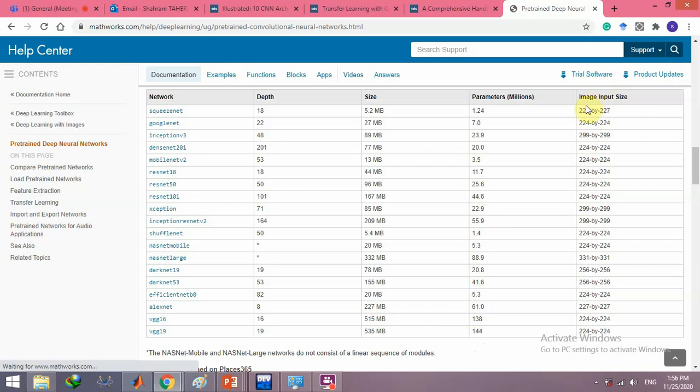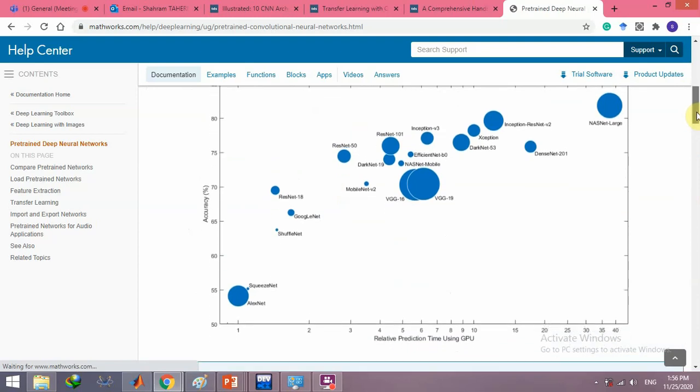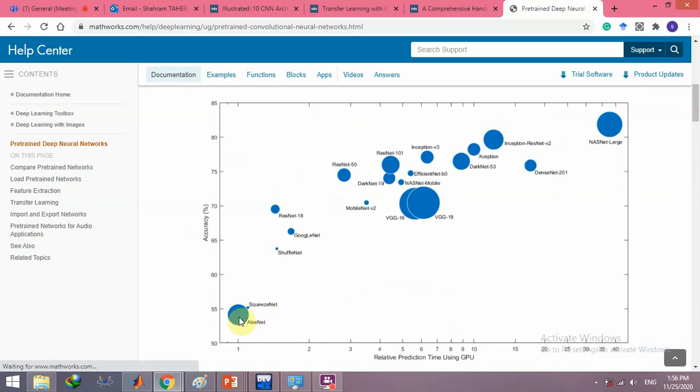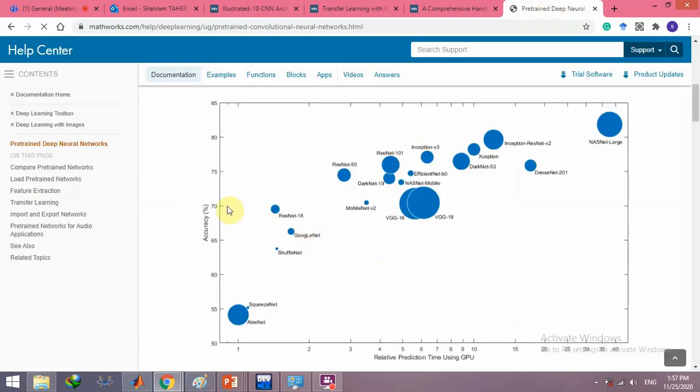And this is the input image size of these architectures. Most of them are 224 by 224 or similar to this one. We can easily convert the size of the input image. And in this figure you can see a comparison between different architectures. This is the accuracy. So the AlexNet accuracy is near 54, I think. If we check the center, I think this is the top one accuracy. So let's check, for example, VGG16, it should be 71%. Let's check it. VGG16, yes, 71%, the center of this circle.